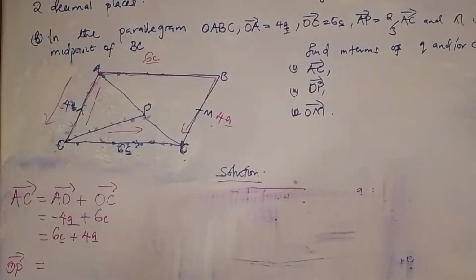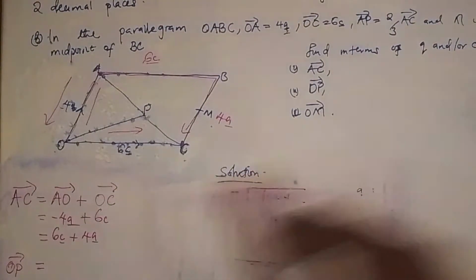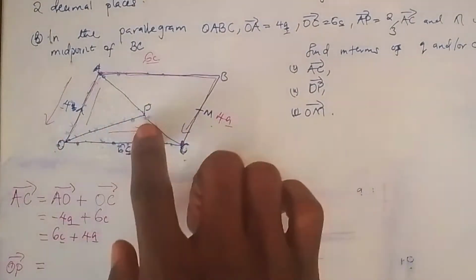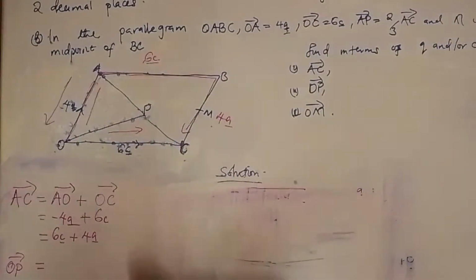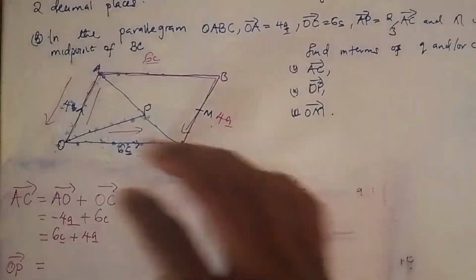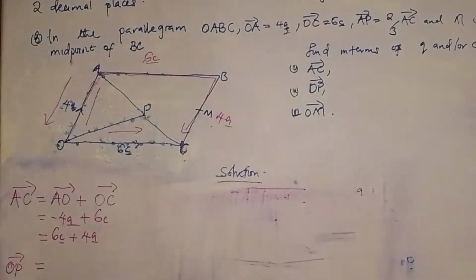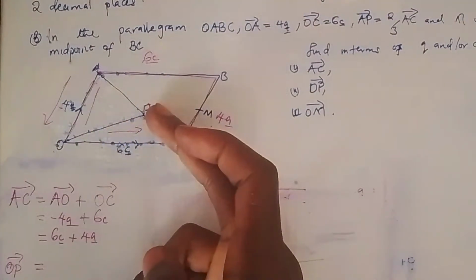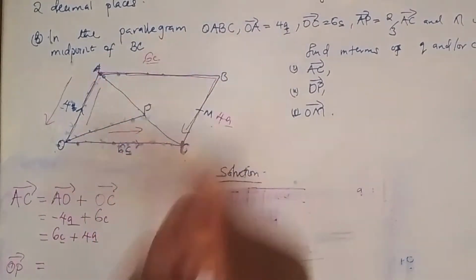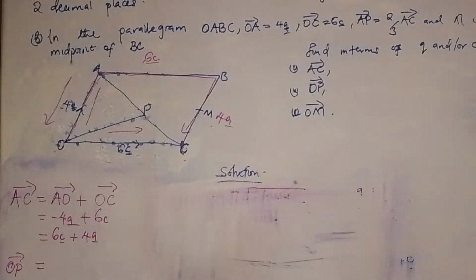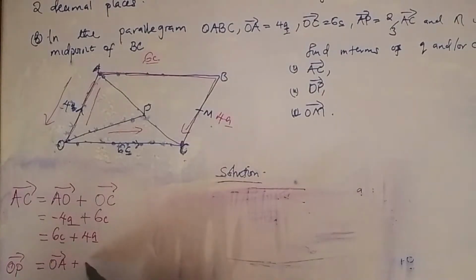So in the other case, they're asking us how can you move from O to P apart from using this one? When they say OP, they are saying don't use the direct route, just use the other one. So for us to move from O to P, we are going to use vector OA, then we move to AP. That is how you move. So you say vector OA plus vector AP.